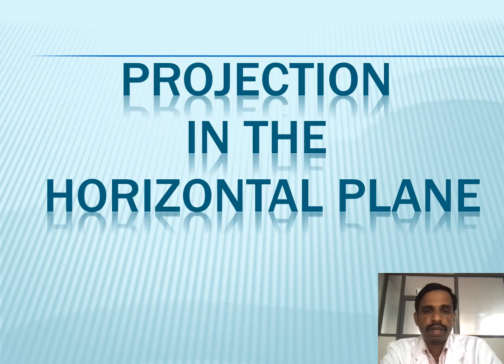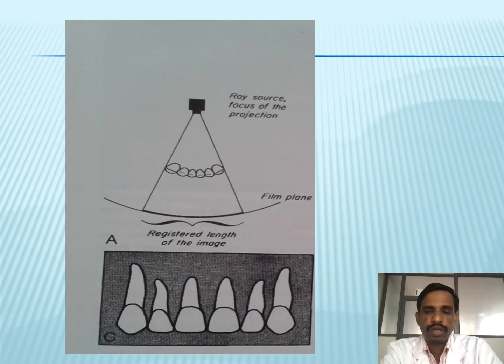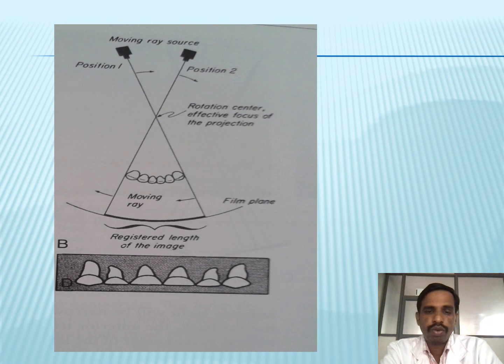And one more principle, that is the projection in the horizontal plane. When you get the image of an object in a horizontal plane, the horizontal dimension is going to be widened. Because the rotation of the X-ray source is there, teeth are stationary, and the film will be moving in the opposite direction corresponding with the X-ray source. So if the X-ray source is moving in a clockwise direction, the X-ray film is moving in an anti-clockwise direction.